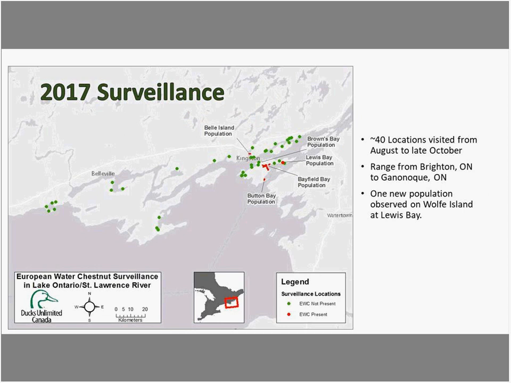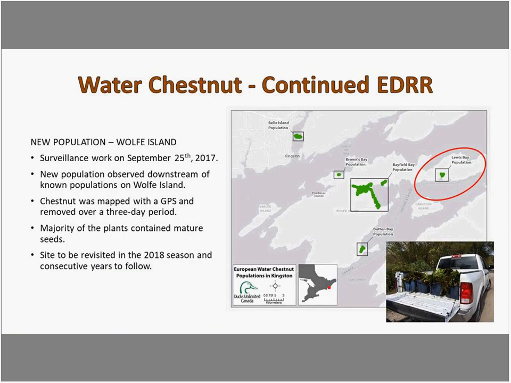In the season, we surveyed 40 locations between Brighton to the west and Gananoque to the east, with sites in Prince Edward County and Amherst Island. This allowed us to identify a new population here on Wolfe Island. And on September 25th, we found a new population just downstream of our largest population on Bayfield Bay. This site was found this year by the Water Chestnut crew, and is a fairly new population that's been identified.